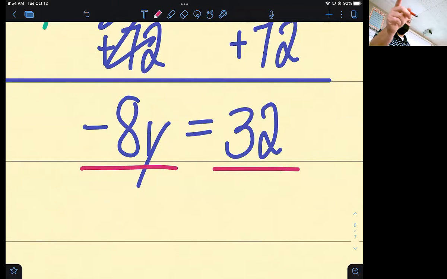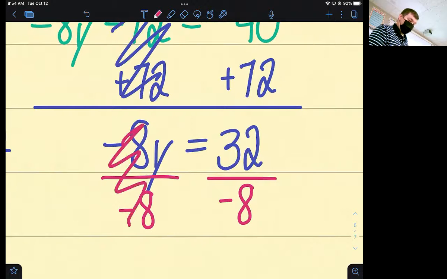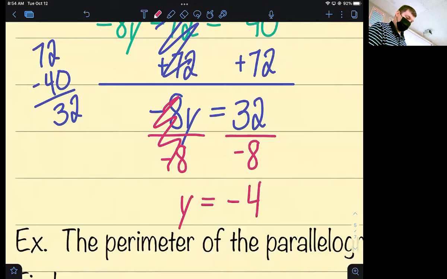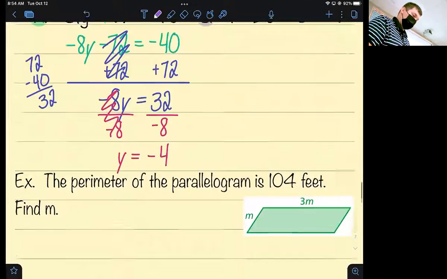No. Negative 8. I thought you just said 8. Yeah, negative 8. I'm going to divide by negative 8 because if I only divide by 8, the negative's still there. Divide by negative 8, and it's just y. And then Ashlyn, what is 32 divided by negative 8? Yep, there we go. And then example S. And then we have what, 2 story problems to do?